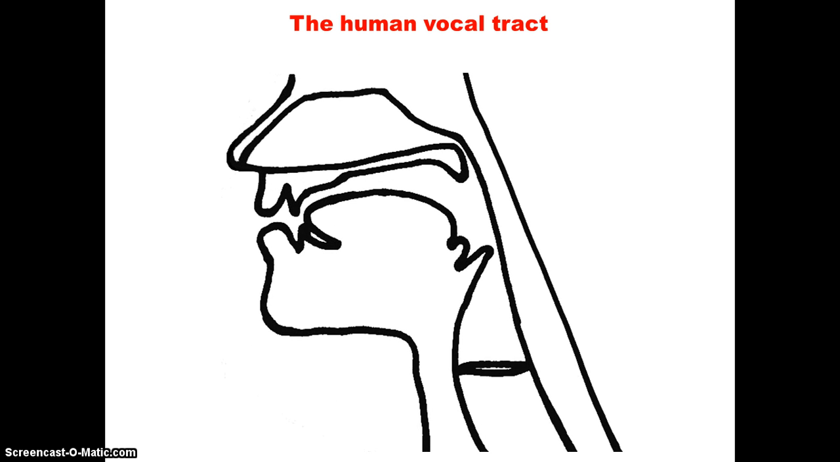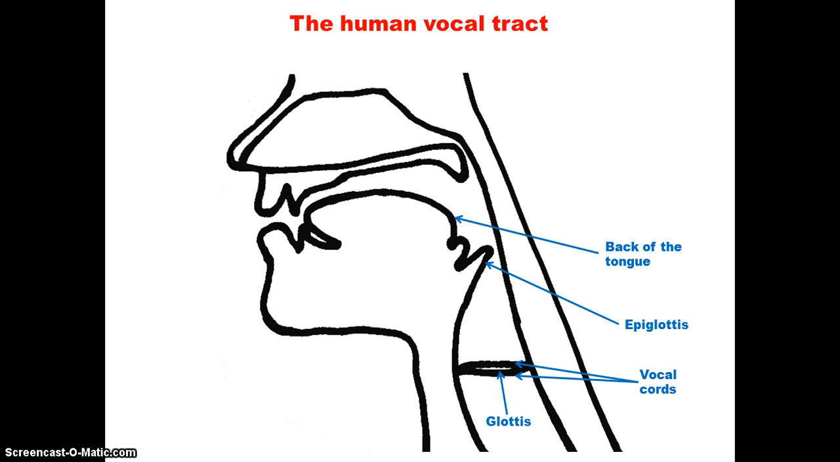We move on now to the details of the vocal tract. Here we can see the vocal cords. Here we have the glottis, which is the opening between the vocal cords, the epiglottis, the back of the tongue, the blade of the tongue, and the tip of the tongue.